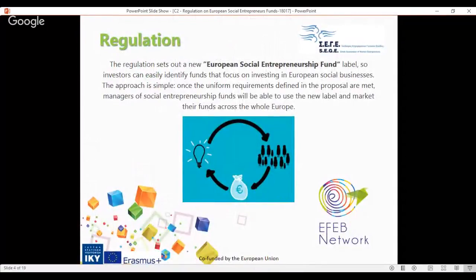So the regulation sets out a new European Social Entrepreneurship Fund label, so investors can easily identify funds that focus on investing in European social businesses. The approach is simple. Once the uniform requirements defined in the proposal are met, managers of social entrepreneurship funds will be able to use the new label and market their funds across the whole of Europe. Every fund using the label will have to prove that a high percentage of investments, 70% of the capital received from investors, are spent in supporting social businesses. Uniform rules on disclosure will ensure that investors get clear and effective information on these investments.